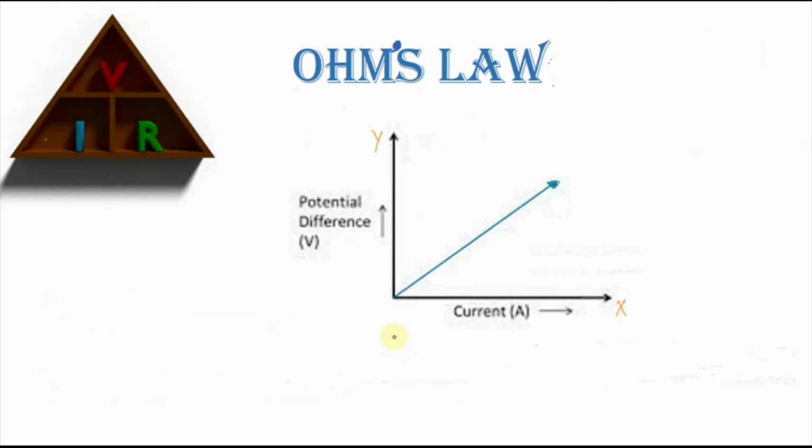We can also represent the relationship between potential difference and current on a graph. Here x-axis denotes current and y-axis denotes potential difference. The straight blue line is Ohm's law, denoting linear increase in the current as the potential difference increases.